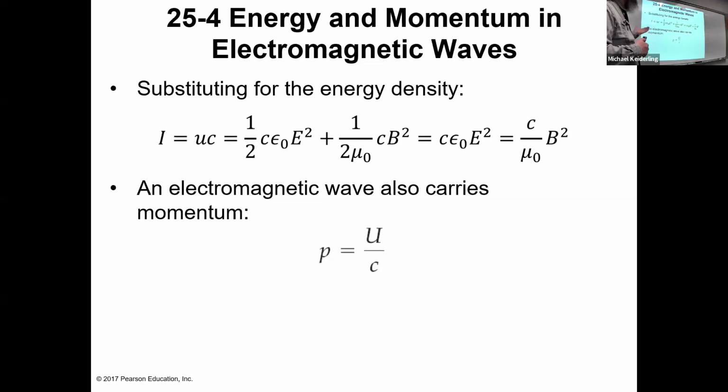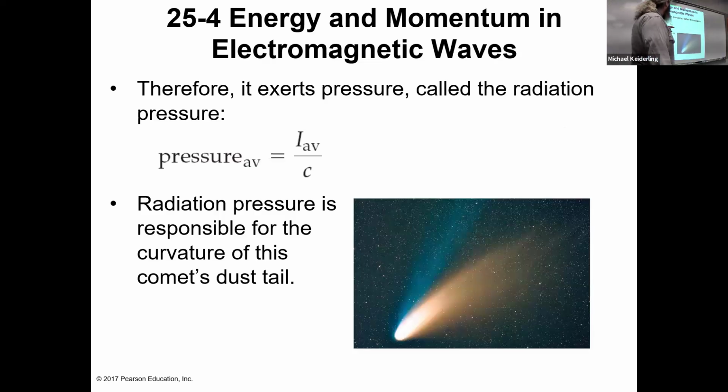Therefore, it ends up exerting a pressure, which is the average intensity over the speed of light. And so radiation pressure can be used to push things. And here, for example, radiation pressure is responsible for the curvature of this comet's dust tail.